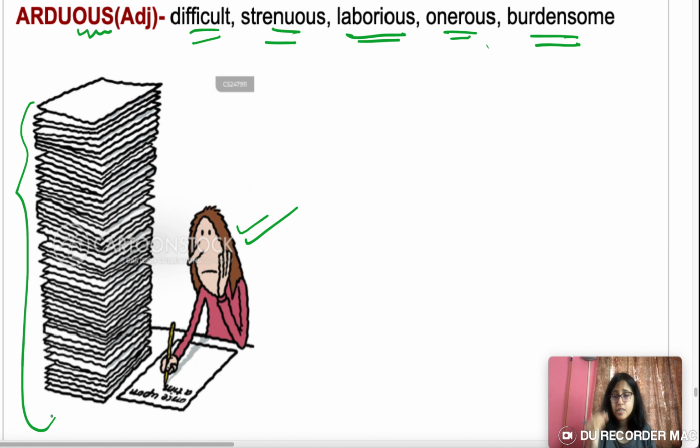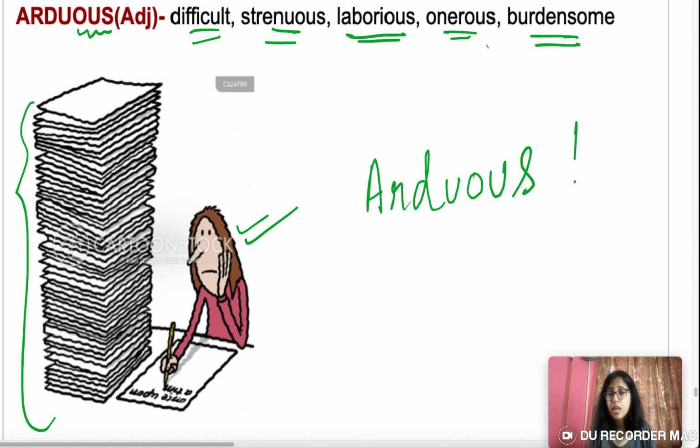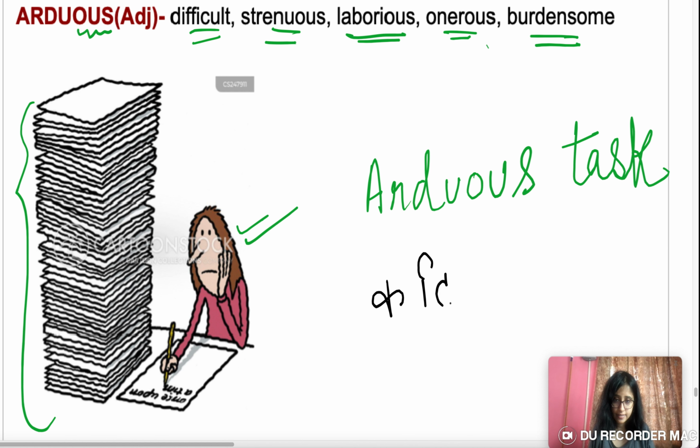So completing so many assignments is difficult. So we can say this is an arduous task. That is a laborious task. Okay. Arduous task means laborious task. So in Hindi, we can say kathin.